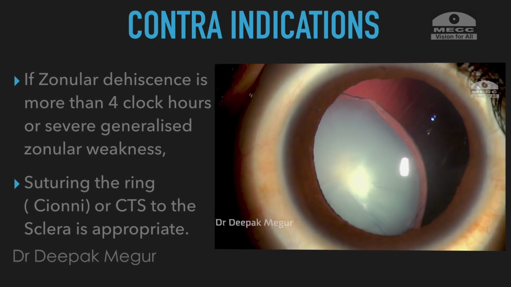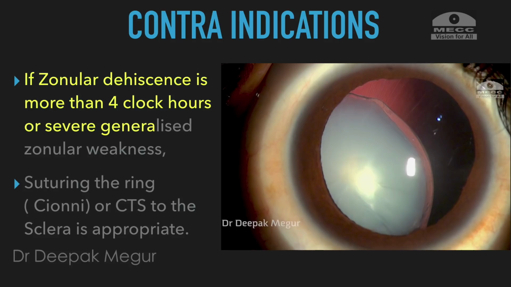Zonular dehiscence of more than 4 clock hours is also not ideal for CTR. These capsular bags need to be fixed to the sclera by using a Cionni ring or a capsule tension segment in addition to a CTR.